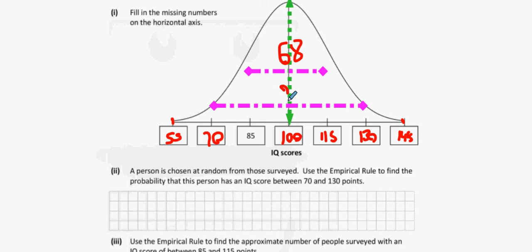You guys will. So, what do we reckon? In between 70 and 130? 95%. This is known as the empirical rule.